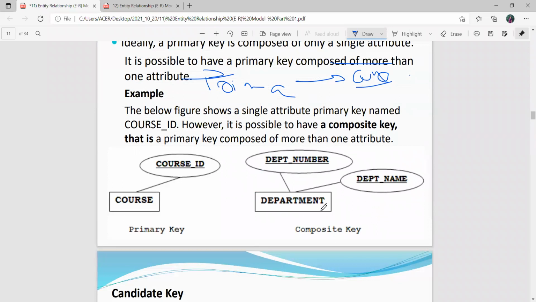When we consider department, there are two attributes, department number and department name. These two attributes get together to form the primary key. Such primary keys are known as composite keys. That means the primary key is composed of more than one attribute. This primary key is known as a composite key.